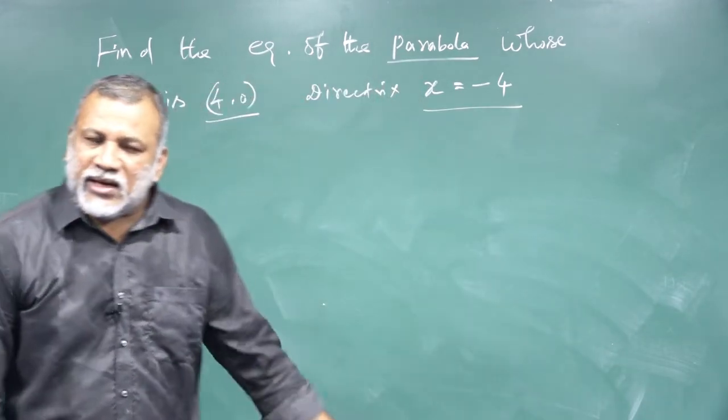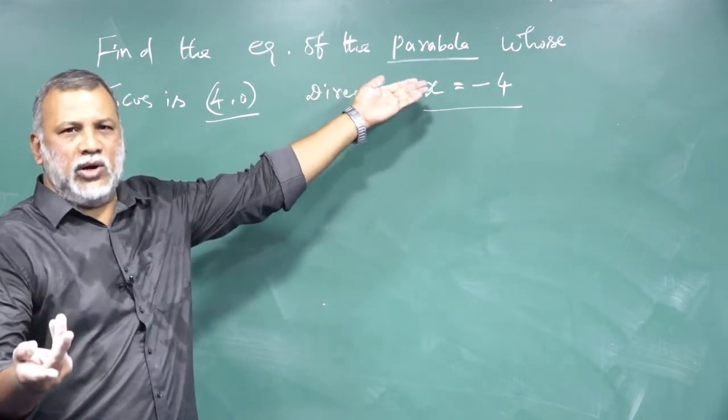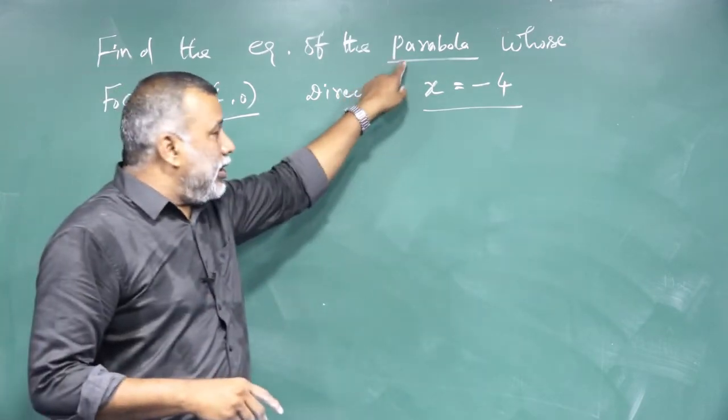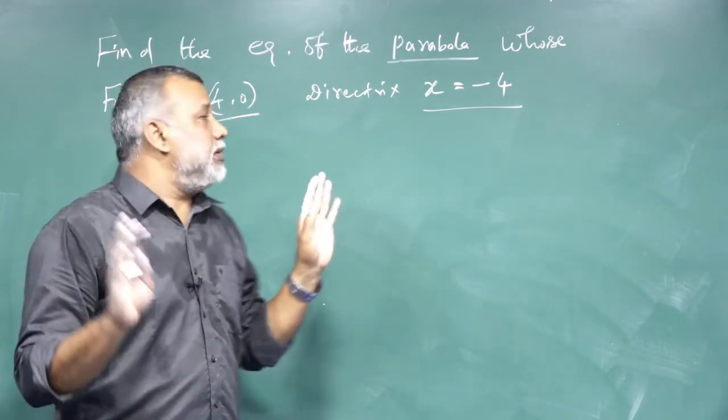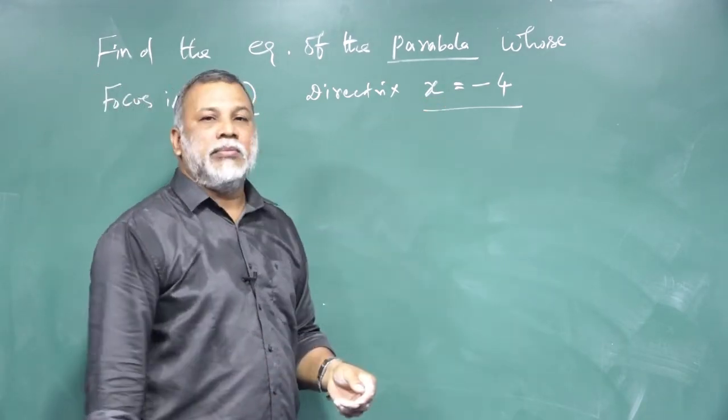Now listen, here e is not given. Why? They are already saying the word parabola, so we can understand it should be equal to 1. So parabola means we can understand already e equal to 1. Now the focus is (4, 0) and the directrix is x equal to minus 4.